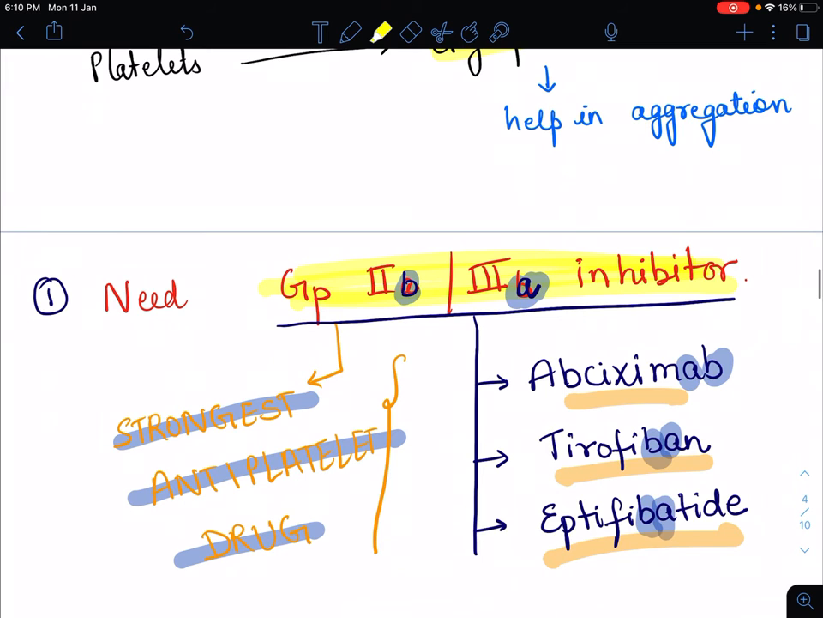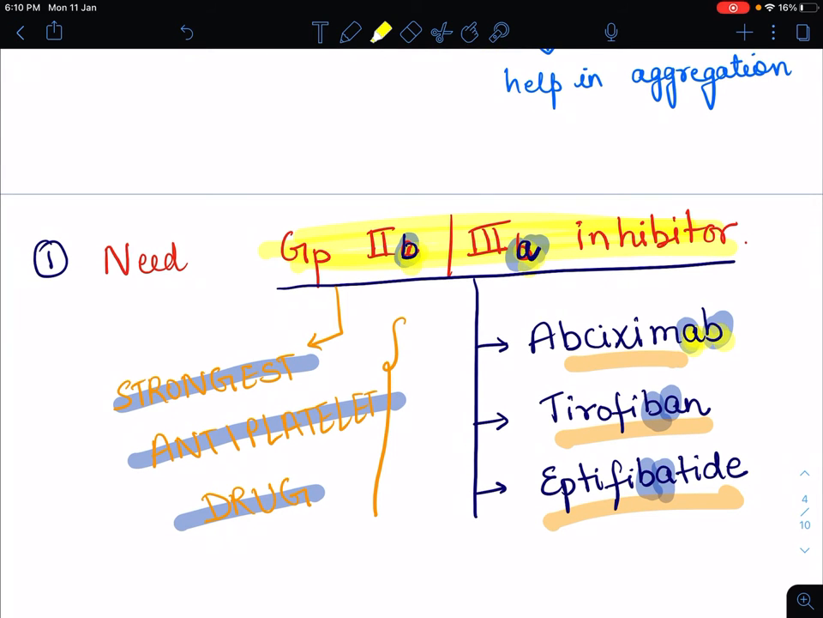In the name 2b and 3a, b and a are there, so in our drug names also ab or ba is there: abciximab, tirofiban, eptifibatide. We also have to understand one main question, that this is the strongest antiplatelet drug. The strongest antiplatelet drug is the gp2b 3a inhibitor, and the drug names contain ba or ab, like abciximab, tirofiban, eptifibatide. So this is our first antiplatelet drug group, the glycoprotein 2b and 3a inhibitors.